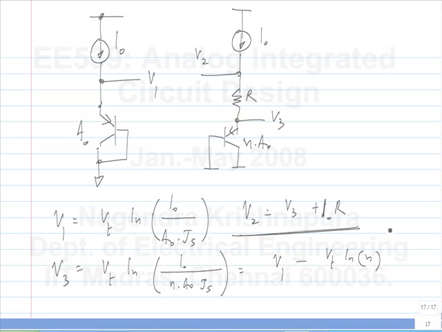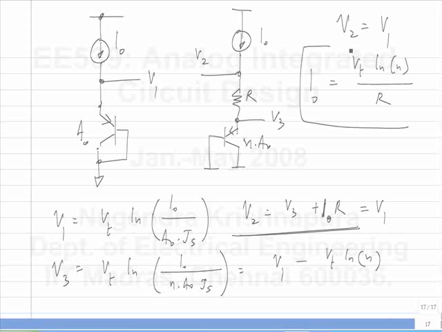So it has some values, and that by itself is probably not too interesting. Now the question was, what is the value of the current when V2 happens to be equal to V1? If you want to make V2 equal to V1, what must be I0? Here I have V2 is V3 plus I0 R, and I want to make that equal to V1 minus Vt ln n. I want to make that equal to V1, and V3 is V1 minus Vt ln n. So I0 is Vt ln n by R.